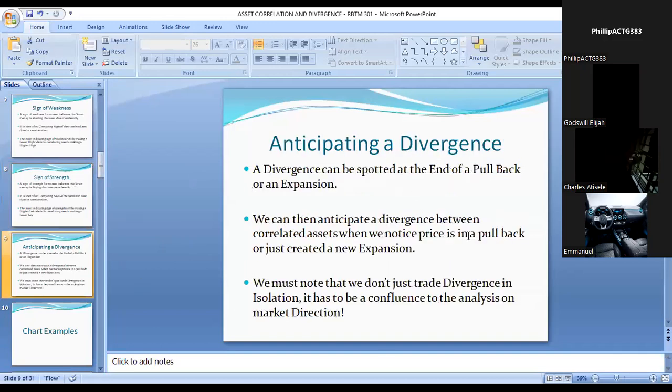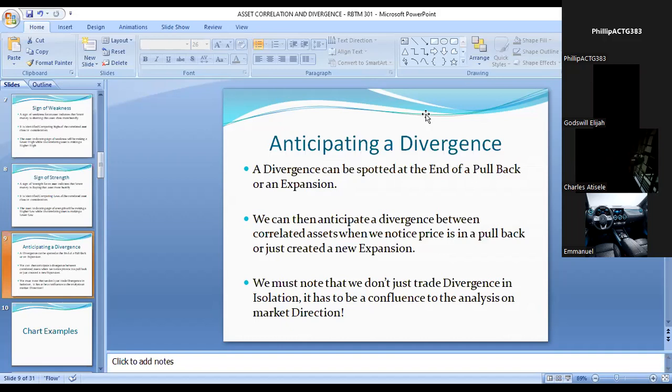I'm sorry I have to go through all this theory so fast. I really want us to see these things in pictorial view. So now, how do we anticipate a divergence? This is also very, very important. You cannot determine the extent to which an expansion will go, because there are four market phases: expansion, retracement, consolidation, and reversal.